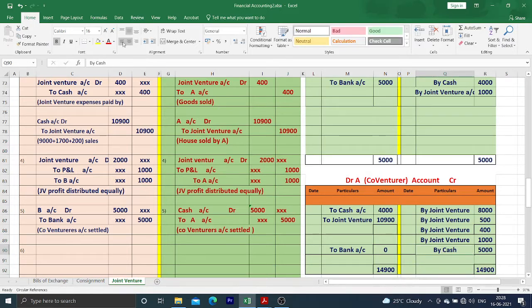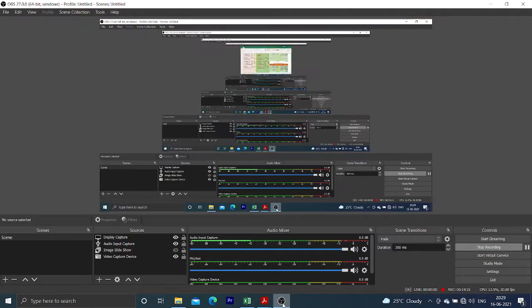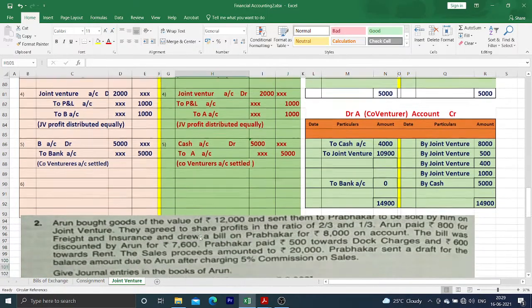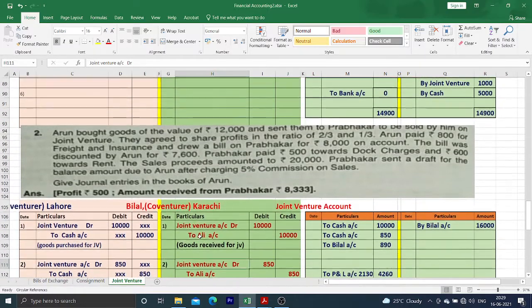Students usually are asked to prepare only according to the first method, journal entries in the books of one party only, but we are preparing in both the parties. We'll move to the next problem. Simple. Okay, remember the journal entries. Passing the journal entries will be very easy.